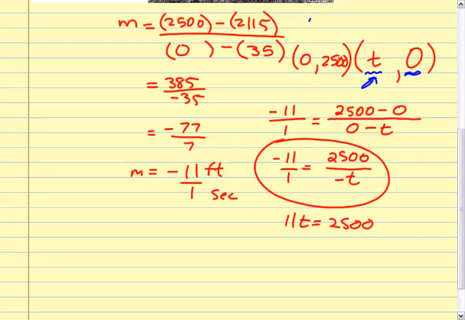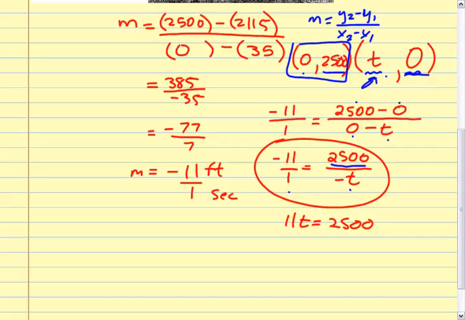Remember, slope is m equals y2 minus y1 over x2 minus x1. Okay? So I took one of the points from the graph, 0, 2500, and I did y minus y, over x minus x, 0 minus t. Okay? Then I simplified it. 2500 minus 0 gives me 2500. 0 minus t gives me negative t. Now, right, T? That's right.